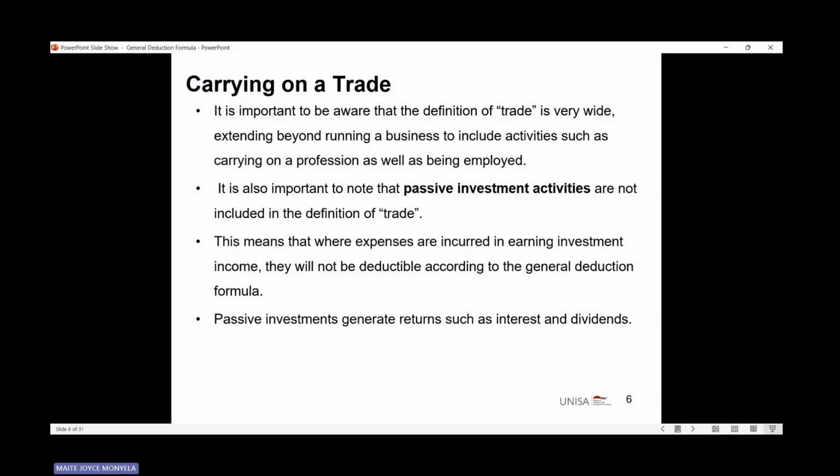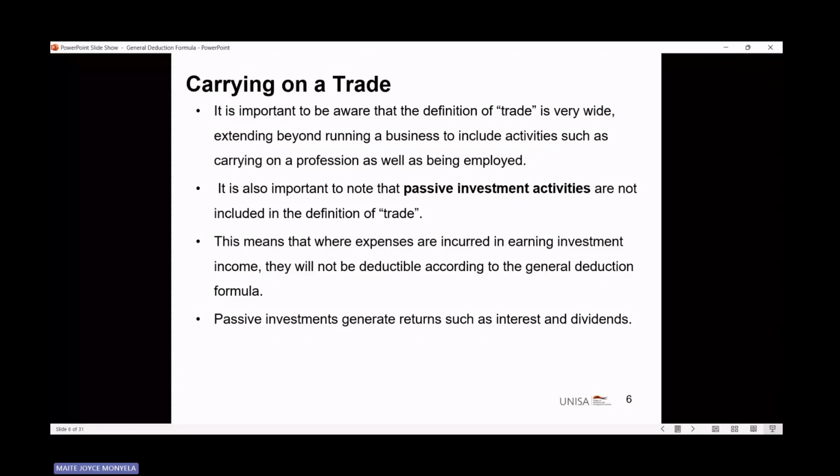So we talked about it. I said interest and dividends will not form part of a trade. This means that where expenses are incurred in earning any investment income, they will not be deducted. Where there is expense incurred in any investment, you will not qualify to deduct the expense under the general deduction formula. Passive investments generate returns such as interest and dividends, so dividends and interest will not qualify as carrying on a trade.